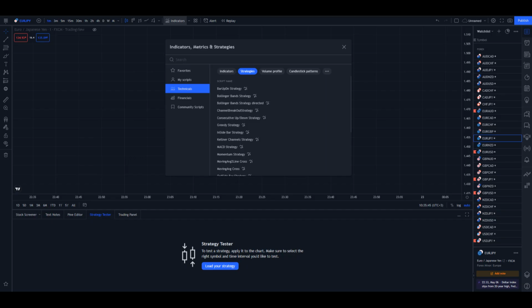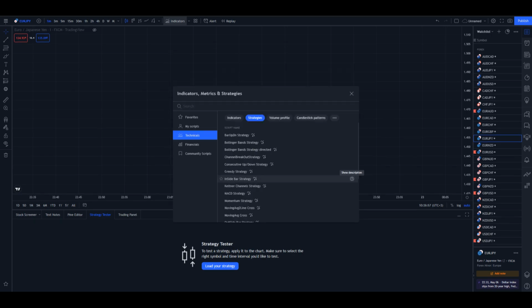So today we have the inside bar strategy from TradingView. To have the strategy in your charts, you click the indicators pop-up, and as you see from the screenshot, you click on technicals and then strategies. Scroll to the appropriate strategy. This one has the name inside bar strategy.